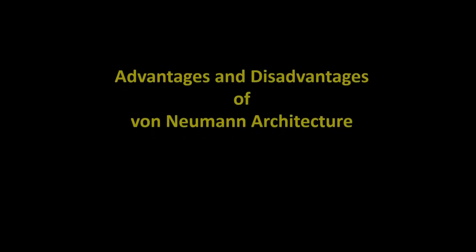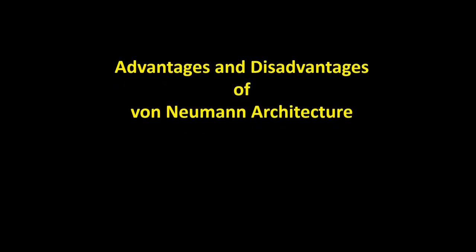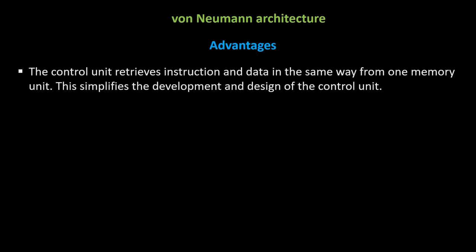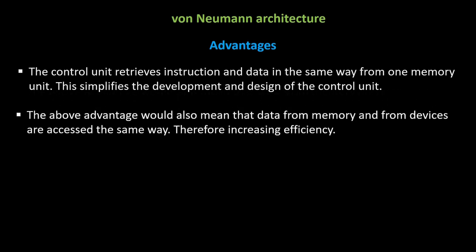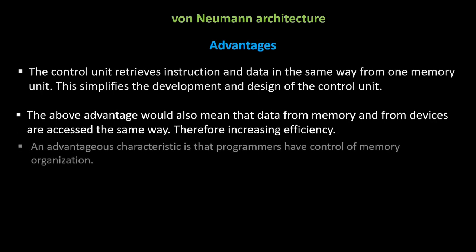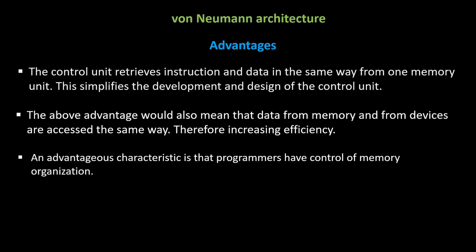Like any architecture, von Neumann has its advantages and disadvantages. One of the key advantages of von Neumann architecture is the unified retrieval of instructions and data from the same memory unit. This simplifies the development and design of the control unit, streamlining the overall system. Additionally, this unified memory access allows both instructions and data to be accessed in a similar manner, increasing overall efficiency. Another advantageous characteristic is that programmers have control over memory organization. They can manage how data is stored and accessed, optimizing their programs for performance.